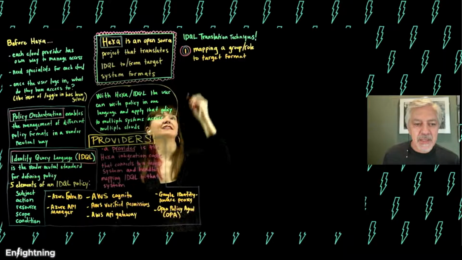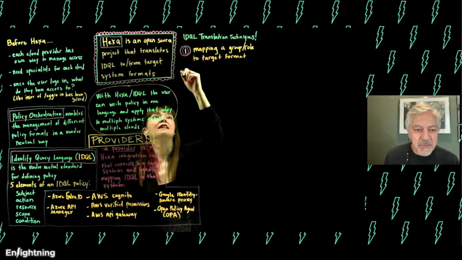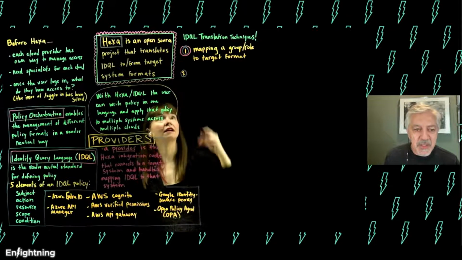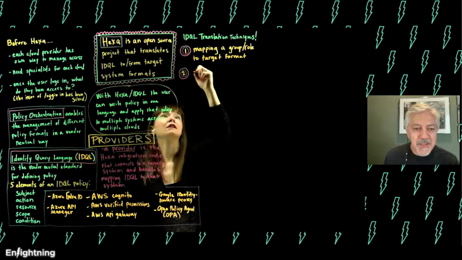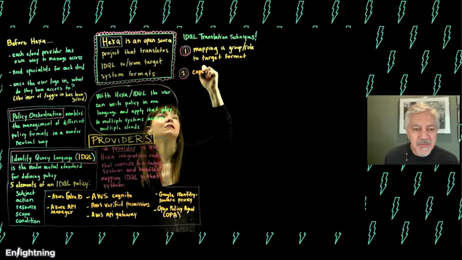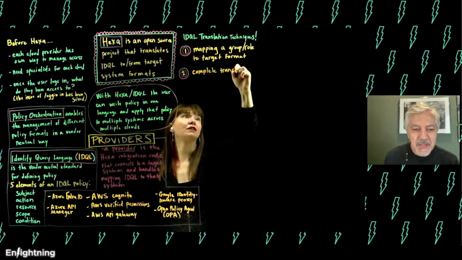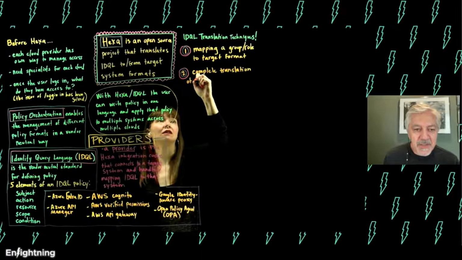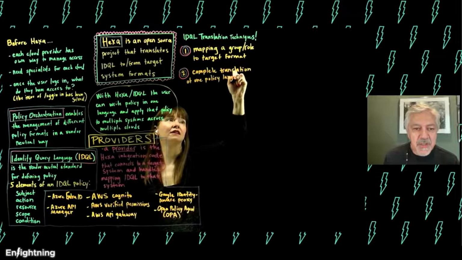Okay. The second one is where we can do complete translation of one policy language to another. And what languages have you done that for? For Amazon's Cedar language, Cedar like the tree. Okay. And for Google Common Expression Language.